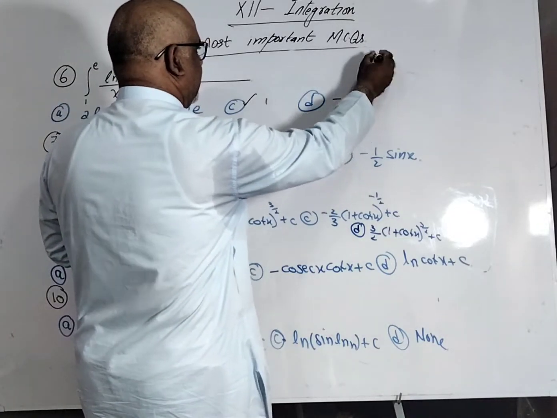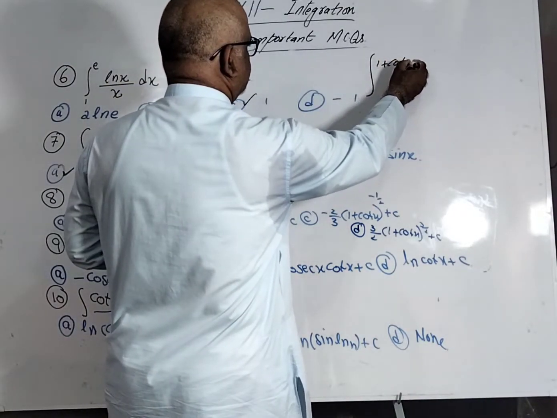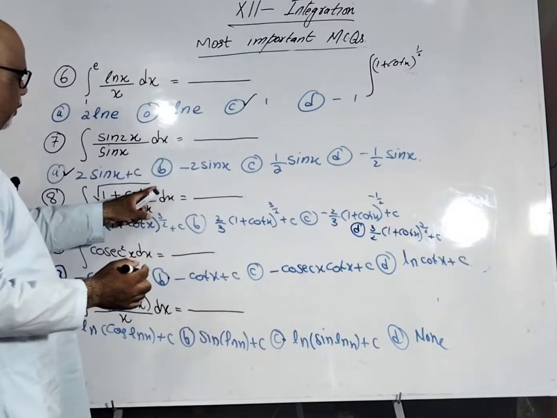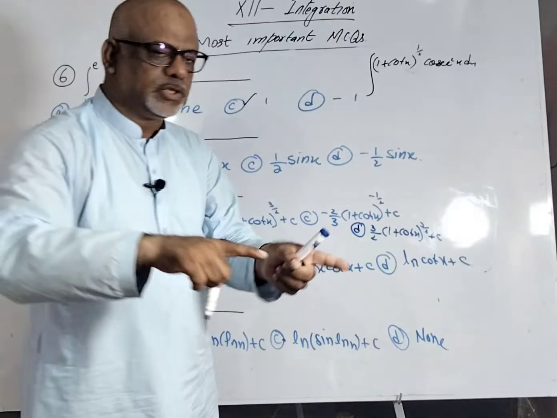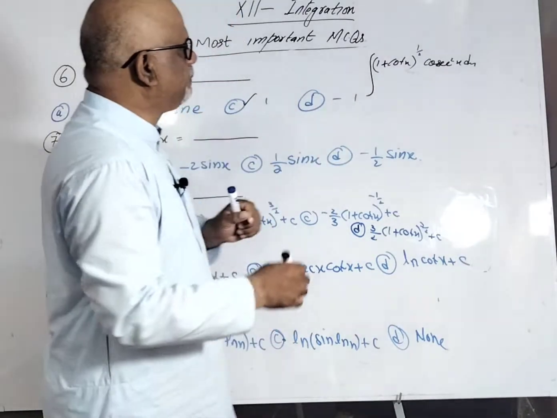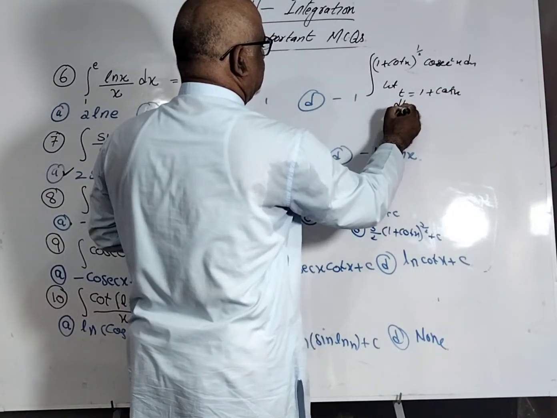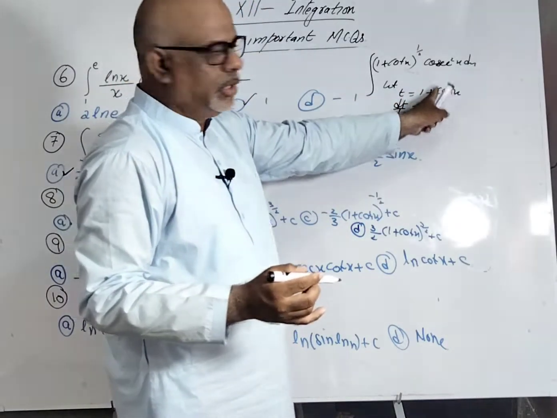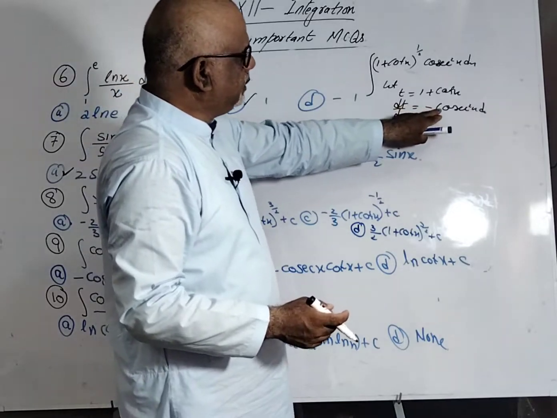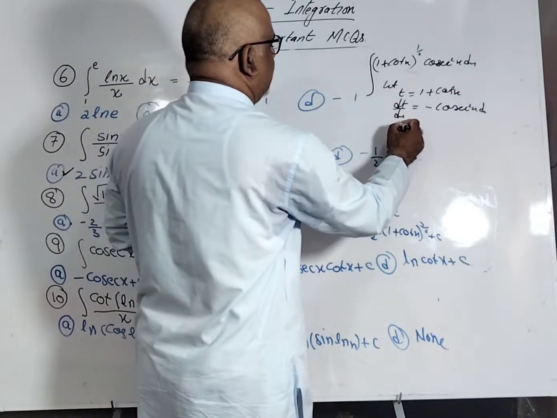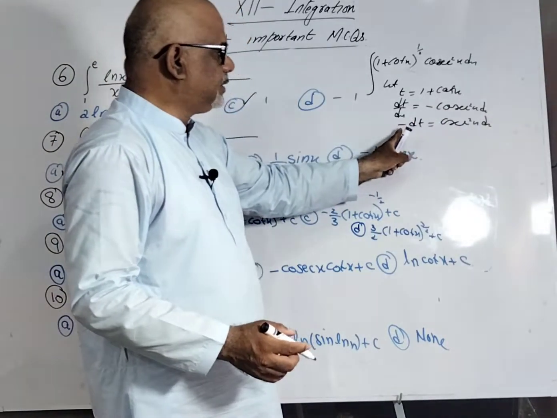So first we have to explain here the 8th MCQ. This is 1 plus cot x to the power half, and this is 1 over sin square x, which can be written as cosec square x, because 1 upon sin x is cosec x, so 1 upon sin square x is equal to cosec square x. Now we have to set the formula here. Suppose that t is 1 plus cot x, so dt over dx is equal to the derivative of 1, which is 0, and the derivative of cot x, which is minus cosec square x. It means the negative sign we have to shift. Cosec square x dx is given here, so we shift the minus sign to the left hand side.